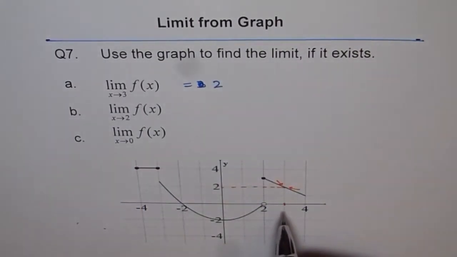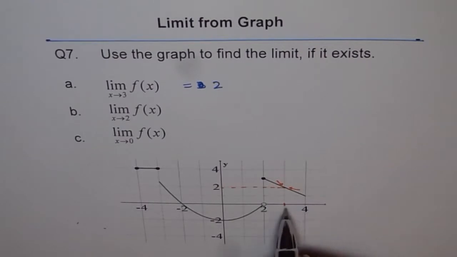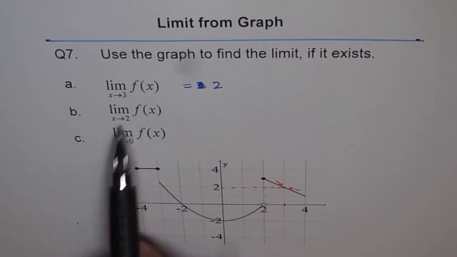Since we approach 3 from the left, we approach a value 2, and if we approach from the right, we get to the value 2, right? So that is the limit of this function as x approaches 3 from both sides. Now the second part is the limit of the function when x approaches 2.